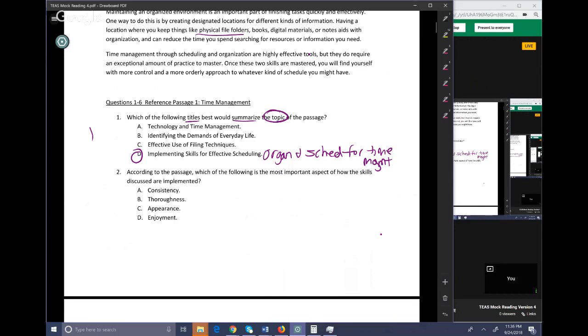2 says, according to the passage, which of the following is the most important aspect of how the skills discussed are implemented? Of the ones that they gave you, it's consistency. They're not talking about being super thorough. They're talking about always using this, because if one day you write down your tasks and the next day you don't, it's not going to work. You have to always write your tasks down or this won't be effective.